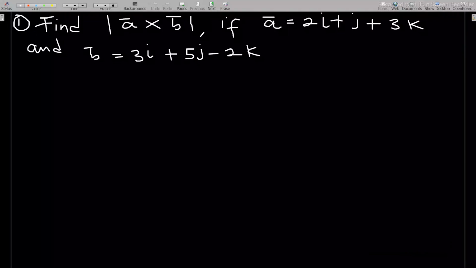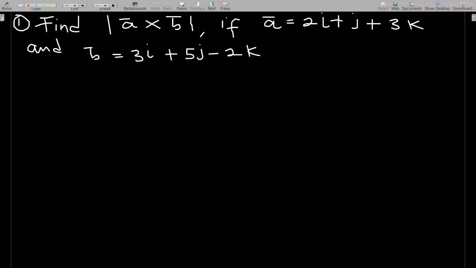So in this lesson we'll go through how to solve simple examples on vector cross product, or in simple terms, vector products.